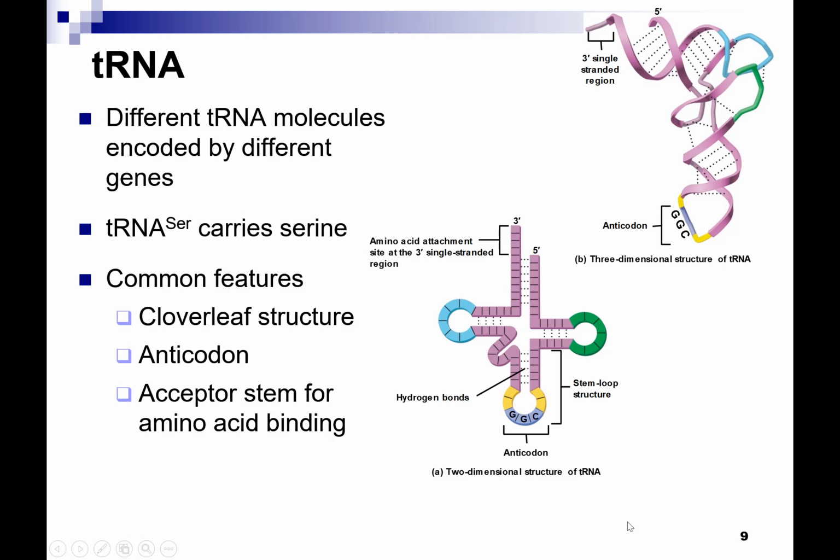Okay, so we talked really briefly about tRNAs in class. tRNAs are what we call a non-coding RNA. So they don't encode a protein. They are functional as an RNA molecule. Okay. They're encoded by genes. They're transcribed, but by a different RNA polymerase.